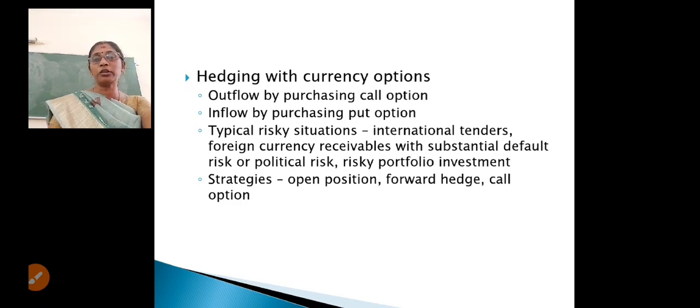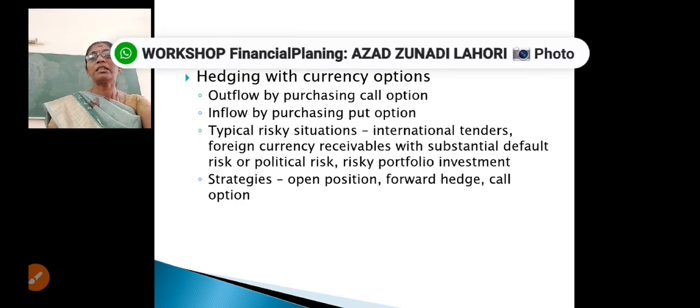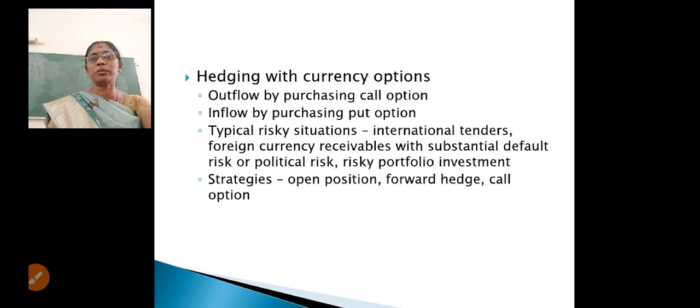Then I am going to check which situations exist during my option contract. It may be a typical currency situation, a risky situation with international tender, or foreign currency receivables. The receivables may undergo substantial default risk or political risk, or it may be a risky portfolio investment. Those risky situations I have to check out. So this is one way of hedging my currency option.